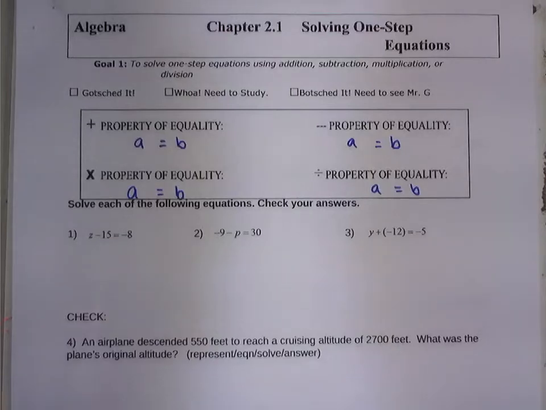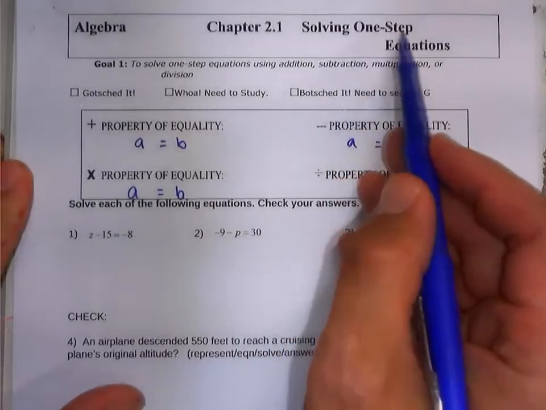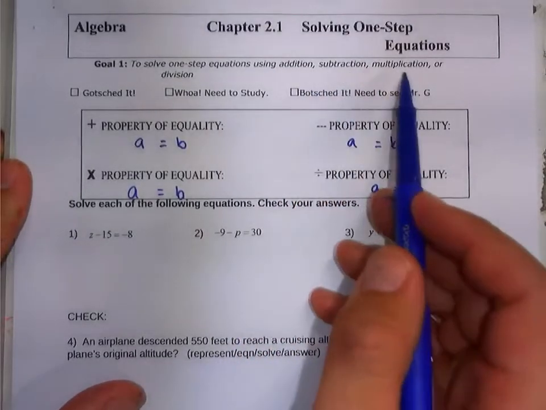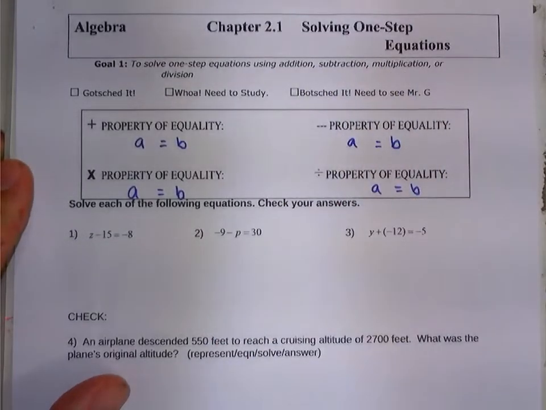All right, ladies and gentlemen, so as we take a look, we're going to be working on chapter 2.1. This whole chapter is all about solving equations, and we're solving one-step equations today, and that's our goal. We're going to be using addition, subtraction, multiplication, or division. This is going to be super easy for you guys. So let's get started and talk about the different properties of equality.